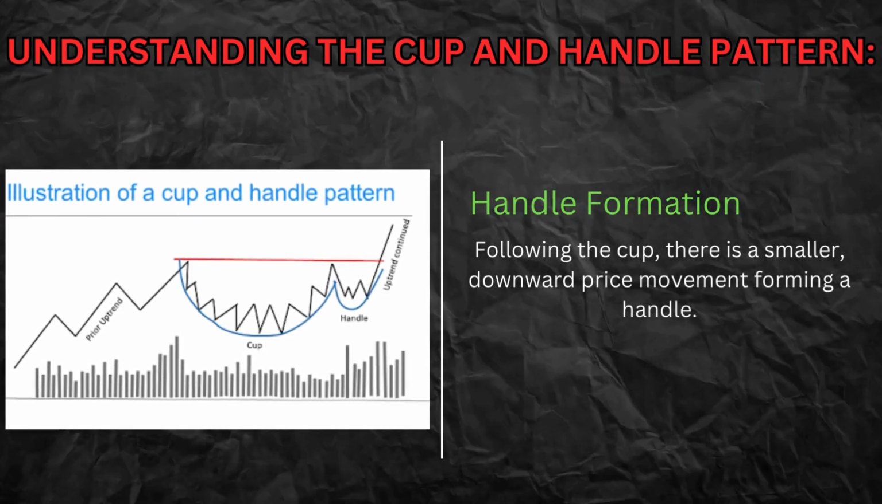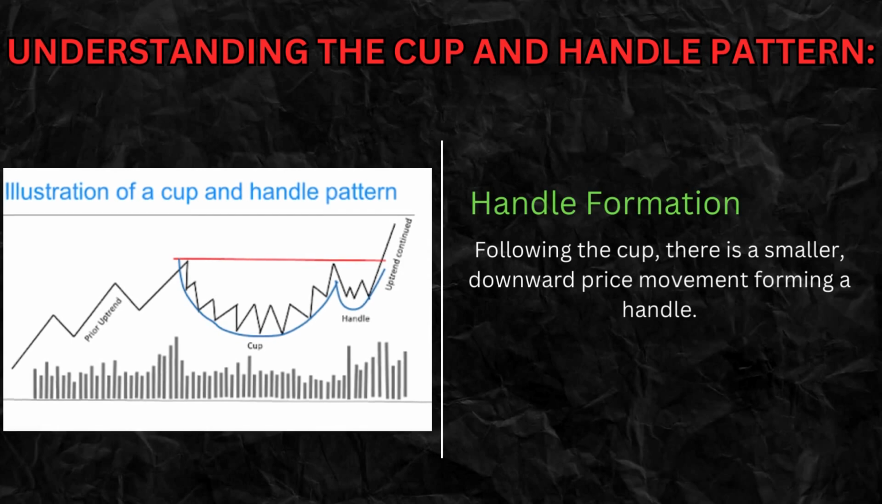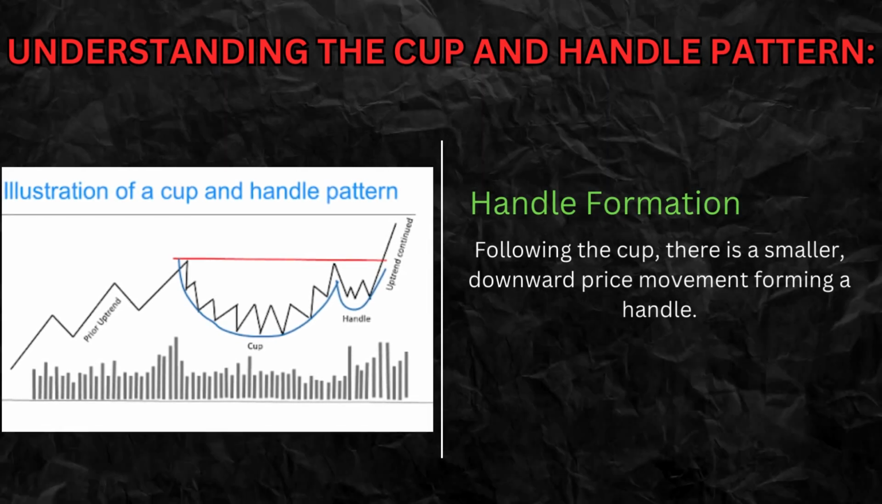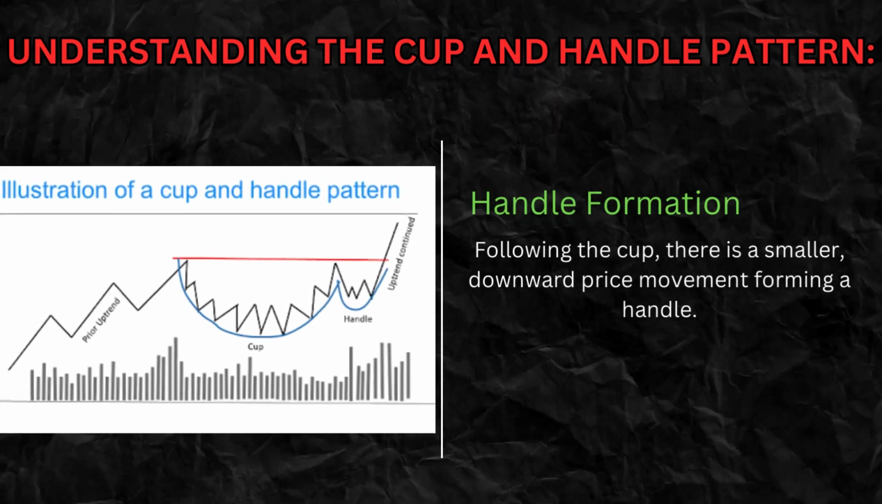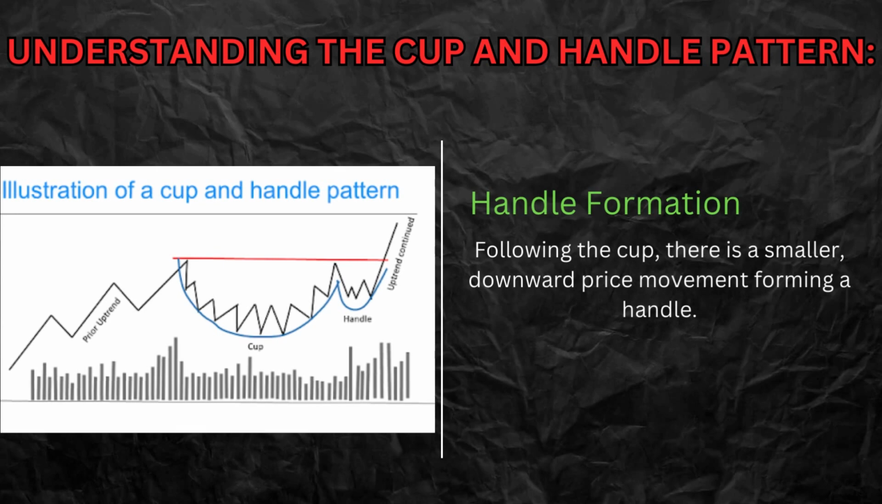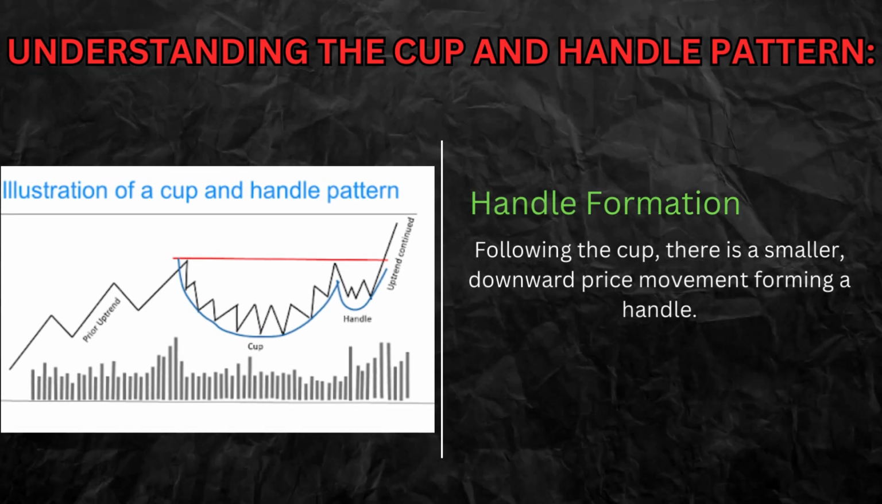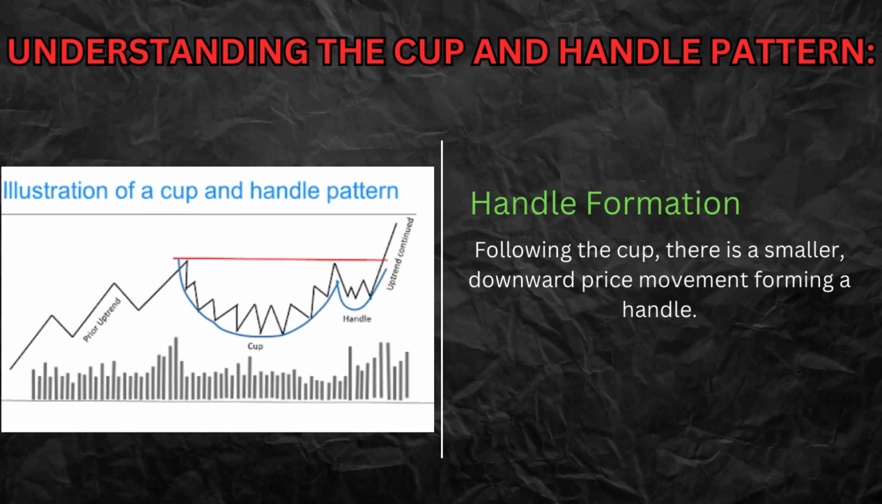Basically what happens in this particular pattern is that price will consolidate in a U shape and it tries to break a certain level which we call the neckline, but it fails to break that particular neckline after the U-shaped consolidation. Then we are again going to see a rejection and another consolidation phase which we call a handle. So this handle could be of any sort of consolidation phase.